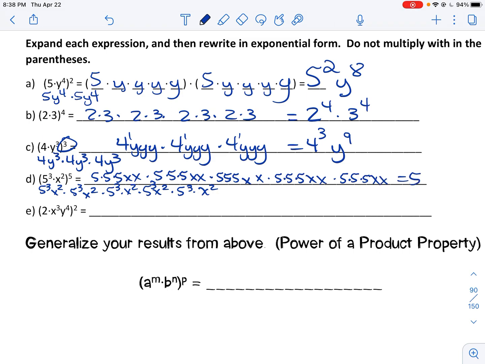So how many 5's are there? There are 15 5's. How many x's are there? There are 10.